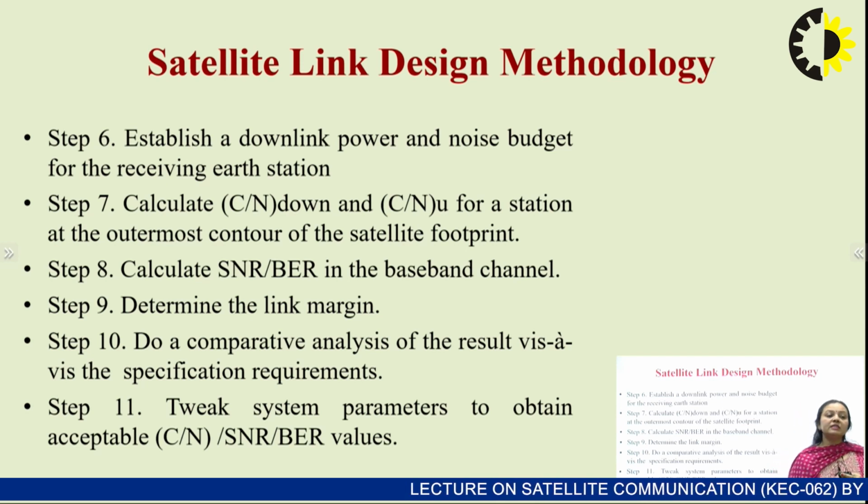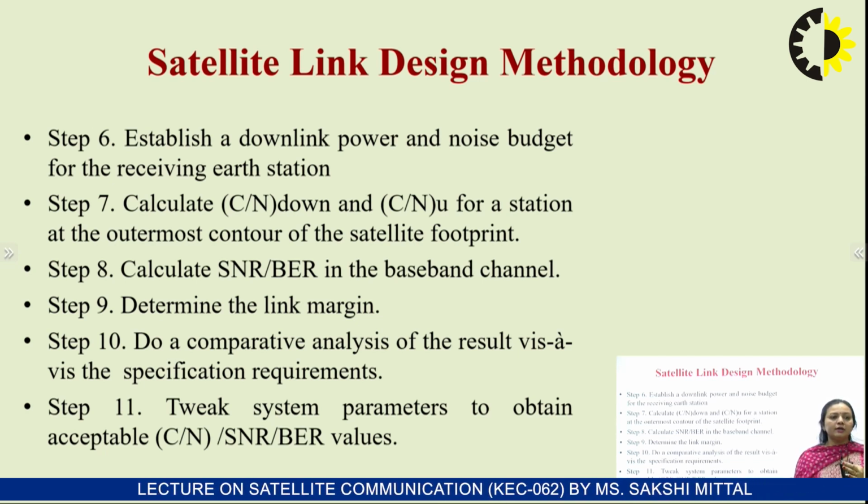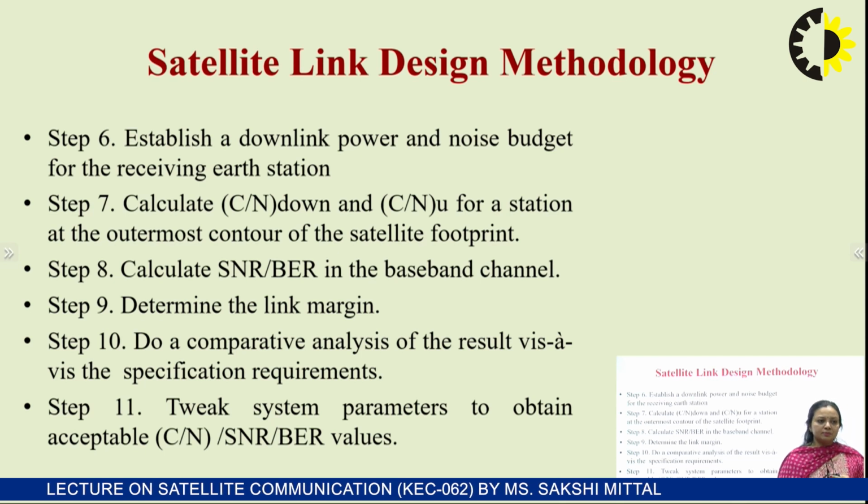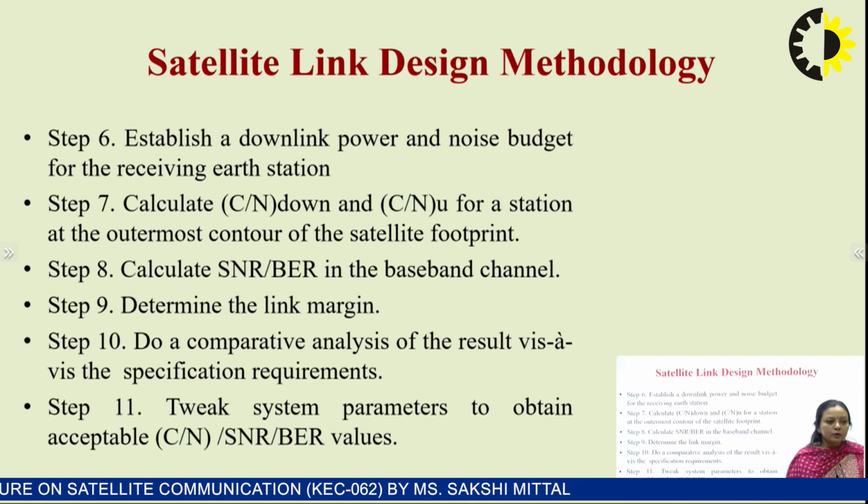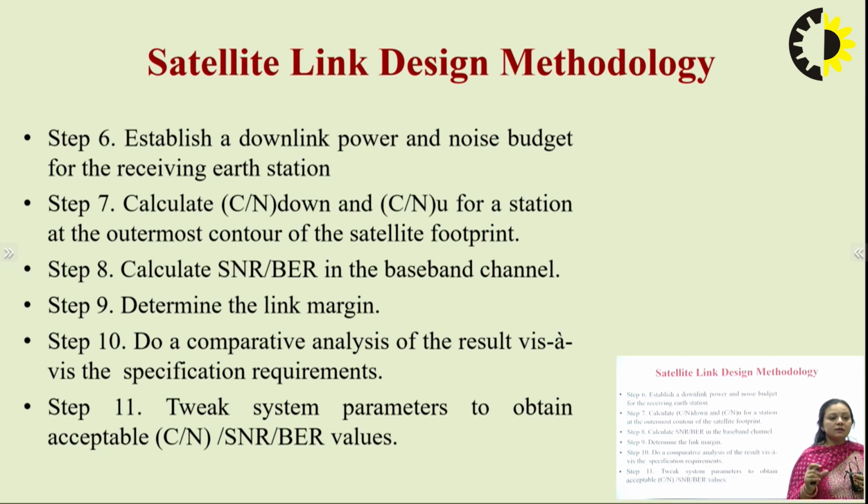Then calculate your C by N downs, you have to calculate your carrier to noise ratio once for your uplink, then for your downlink, and after that you can just combine them. So calculate the signal to noise ratio in the baseband channel. Determine your link margin. So how much margin we have to maintain the proper carrier to noise ratio. Then do a comparative analysis of the result. Then tweak the parameters to obtain the acceptable value, how much value you want.